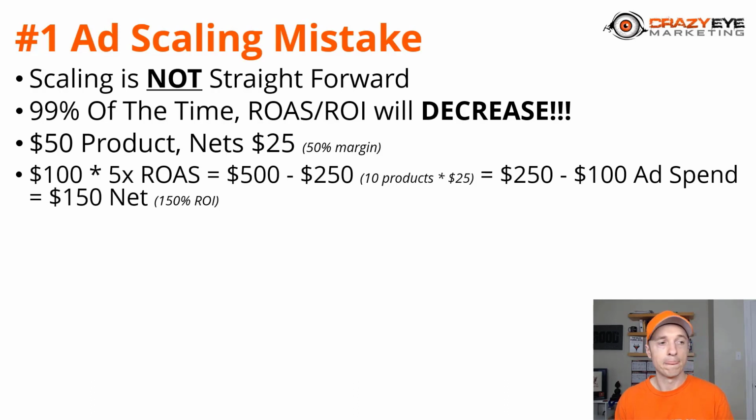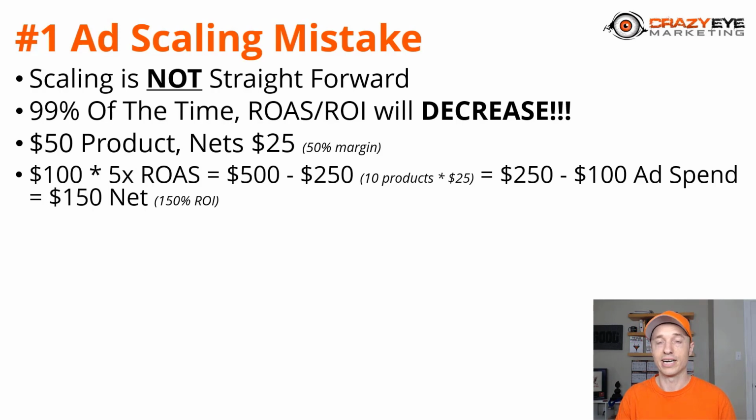So for example, let's say that we're putting $100 into our ads and we're getting a 5x ROAS, so return on ad spend. So that's pretty good. That's $500 back. And then of course we have to subtract out $250 because we've got to fulfill the products. Again, cost of goods sold, servicing, etc. So that's $250. That leaves us with $250, right?